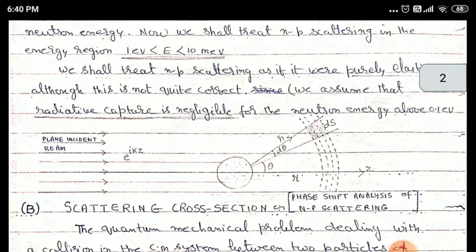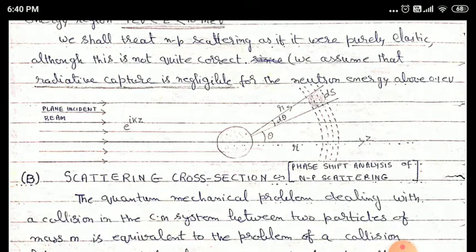Now we shall treat this NP scattering as if it were purely elastic, although this is not quite correct. Also, we assume here that radiative capture is negligible for neutron energy above 0.1 electron volt.